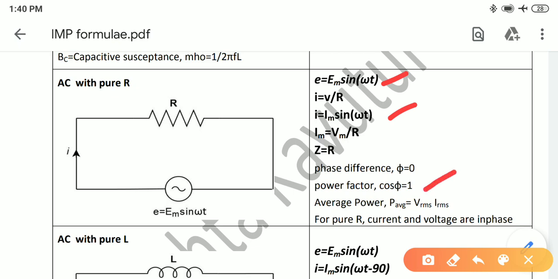Therefore, the power factor is cos phi, that value is 1, and average power is given as P average is equal to Vrms Irms into cos phi, but cos phi is equal to 1, therefore average power is Vrms into Irms. The impedance of the circuit is only resistance because it is a pure resistive circuit. Therefore, for pure resistive circuit, current and voltage both are in phase. In phase means the phase difference is 0 degrees.